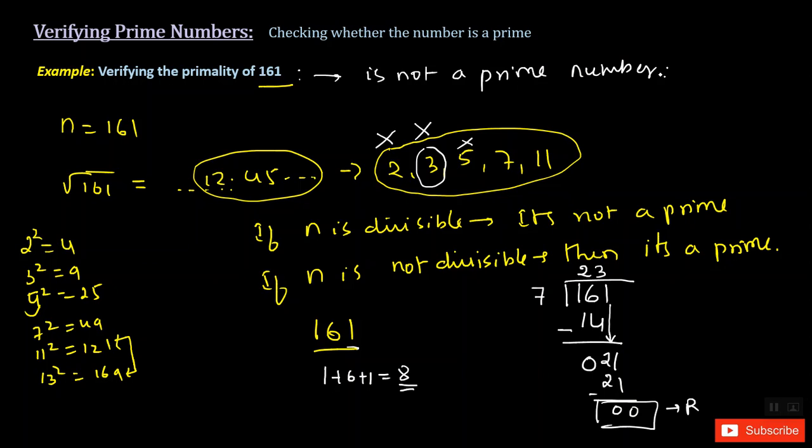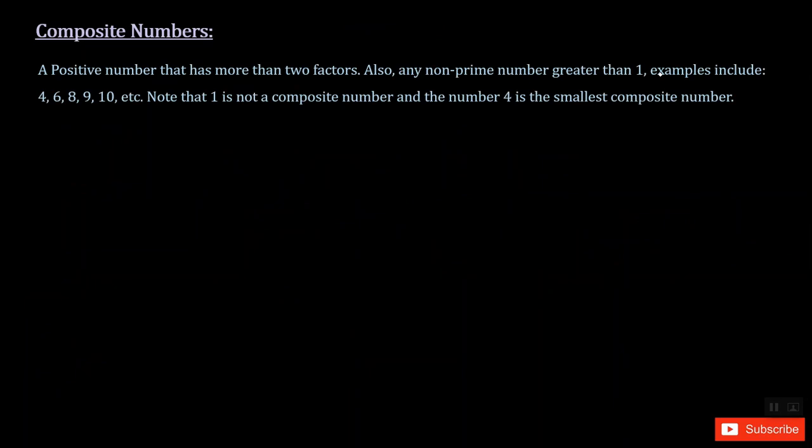Okay, so let's move to the next. Composite numbers: a positive number that has more than two factors. Also, any non-prime number greater than 1 is said to be a composite number. The examples include 4, 6, 8, 9, 10, etc. So in simple words I can say the number which has more than two factors is called a composite number.